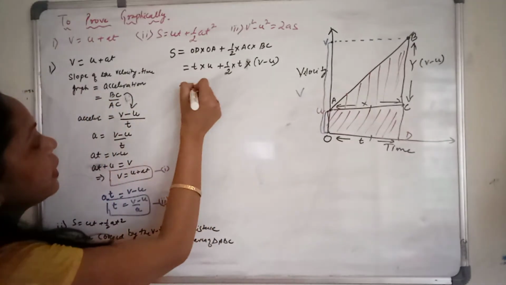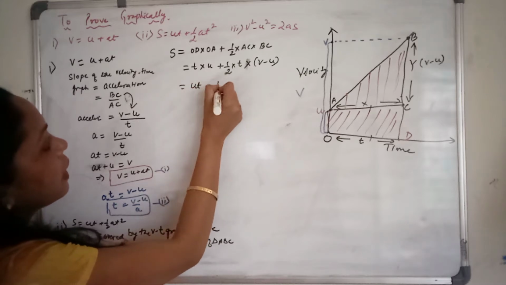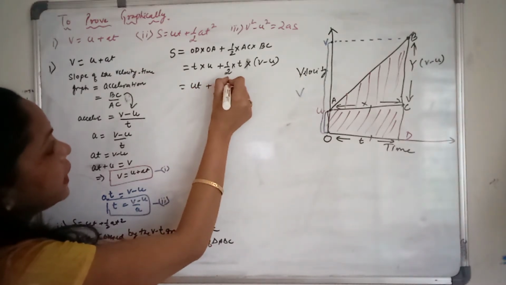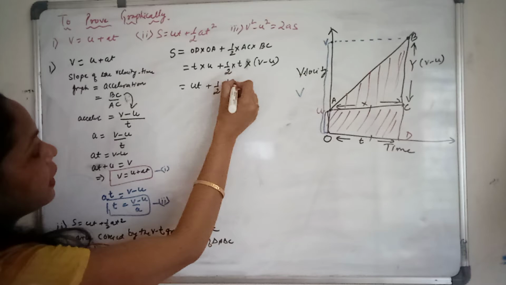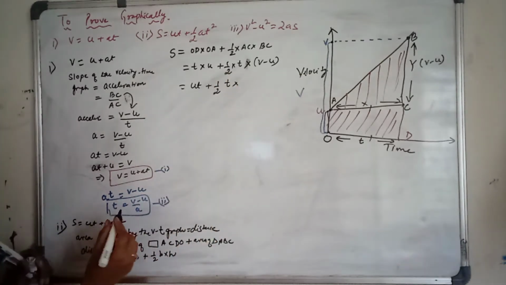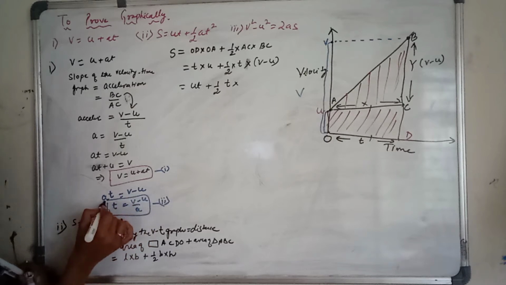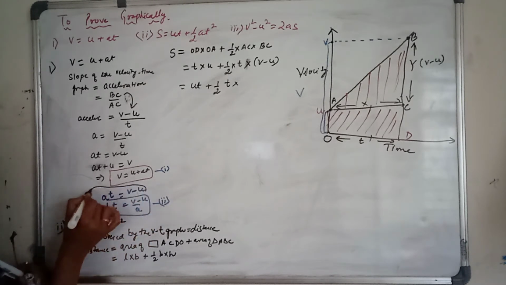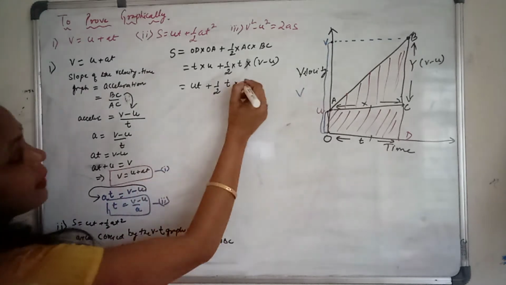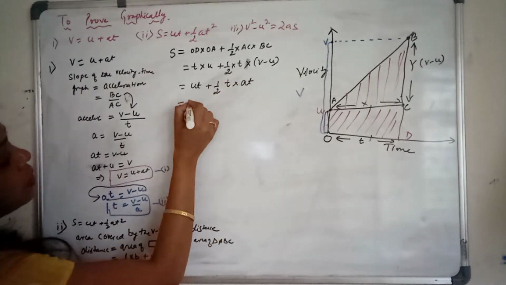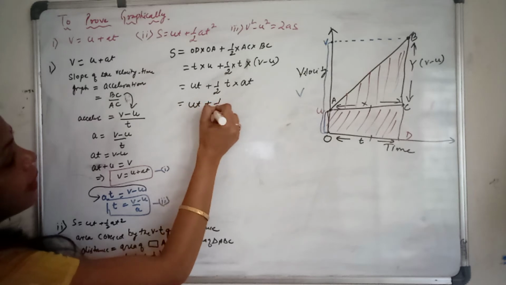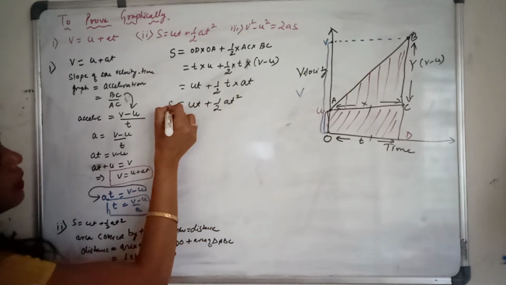Now UT plus half T into B minus U. What is B minus U? See from here. B minus U is what? AT. Yes, B minus U is your AT. So, UT plus half AT square. See, very simple.